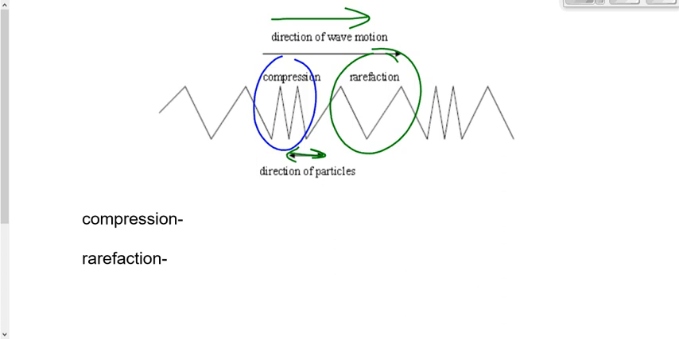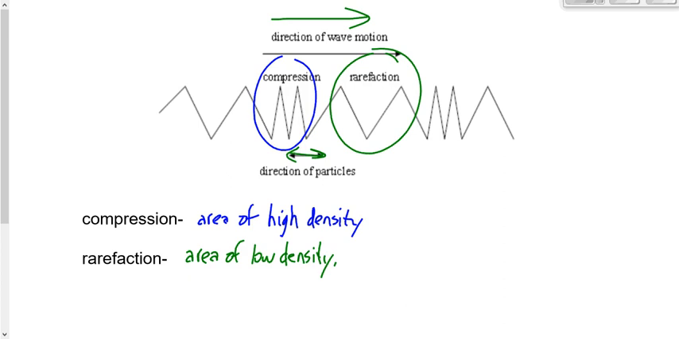We'll just define a compression as an area of high density. What does that mean? Just more of the medium. If it's a slinky, then the slinky is scrunched together. There's more density in the slinky. And in a rarefaction, it's an area of low density. So we have the stretching going on here. The medium, the slinky, the air, the water, whatever, is stretched out.